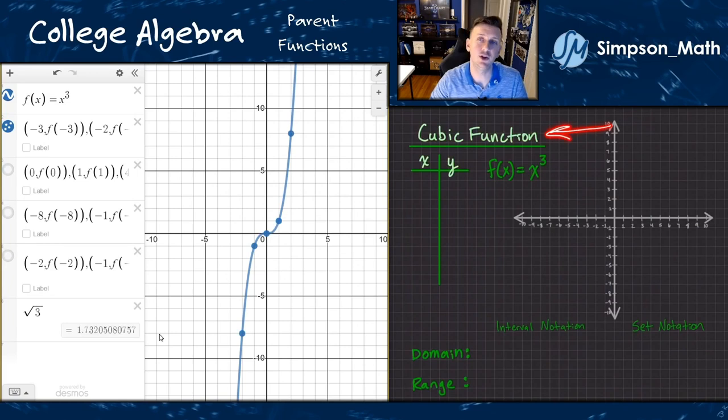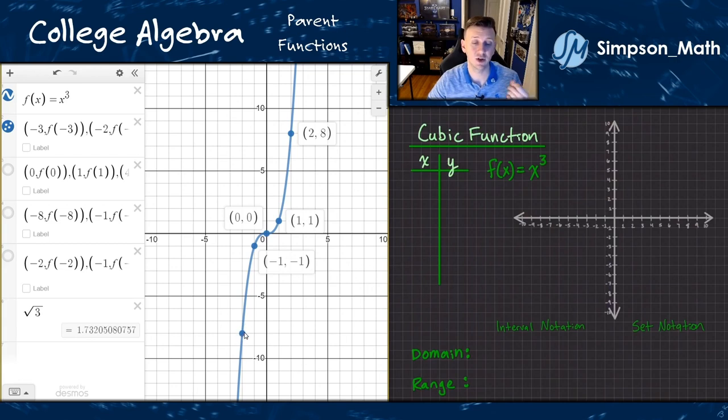All right, next up is the cubic function. The equation is x cubed. So I've gone ahead and typed that in, and we have our dots here. Again, I plug in x cubed, and that's my output. Plug in a 0 cubed, you get 0. Plug in a 1 cubed, you get 1. Plug in a 2, 2 times 2 is 4, times 2 is 8. So that's 2, 8.